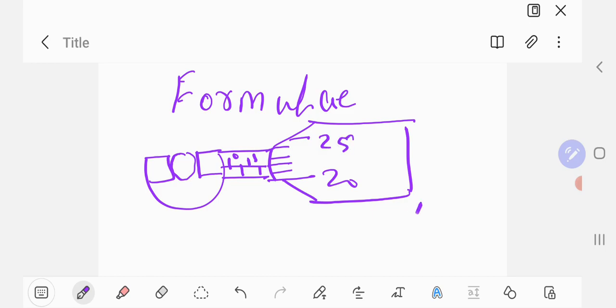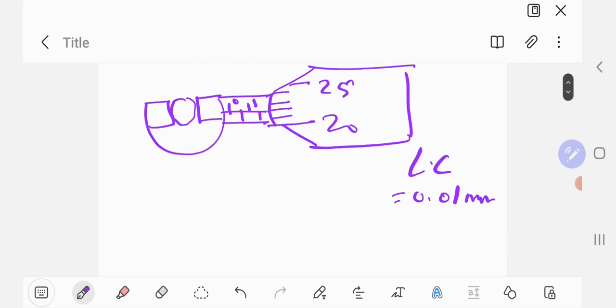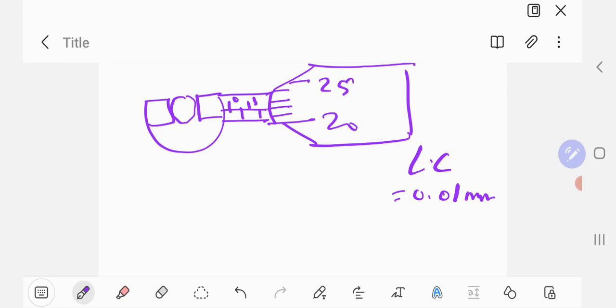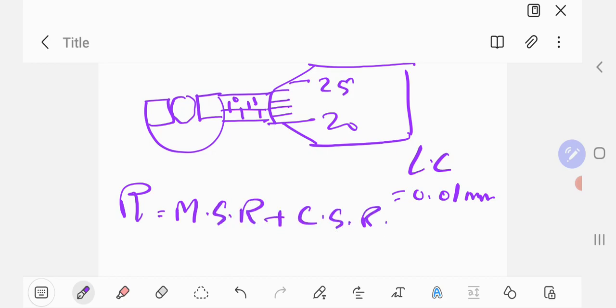The least count of the micrometer is 0.01 millimeter, and the formula used to find the diameter or thickness of the object is this one. Reading equals main scale reading plus circular scale reading times least count. The main scale reading is from this scale, let's suppose 1.5, and the circular scale reading is whichever division exactly meets the datum line. This is 22, so 22 is the circular scale reading. Then by using these two readings and putting in the value of the least count, you can easily find the reading.